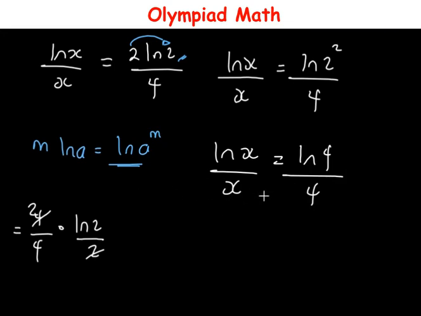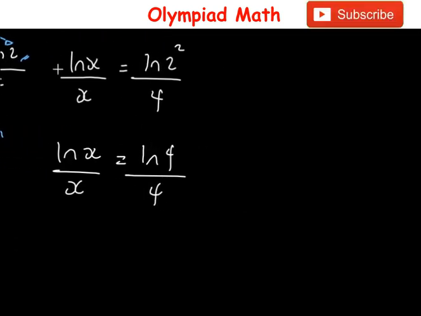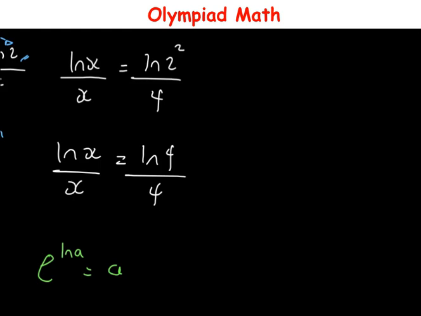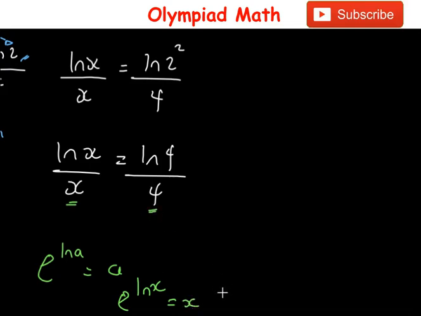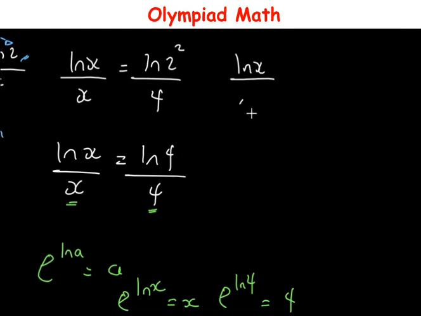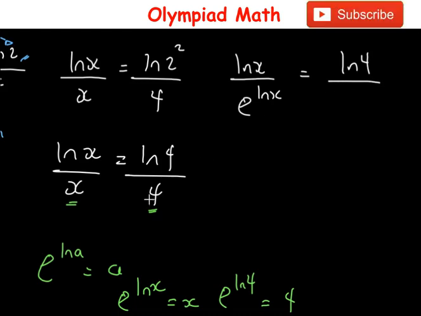Okay, so we are then going to express these denominators differently, introducing this function, that if you have e raised to power ln a, this equals a. x right here can be written as e raised to power ln x, because this will give us x. And also 4 can be written as e raised to power ln 4, this will equal 4. So the equation then becomes ln x over e raised to power ln x equals ln 4 over e raised to power ln 4.